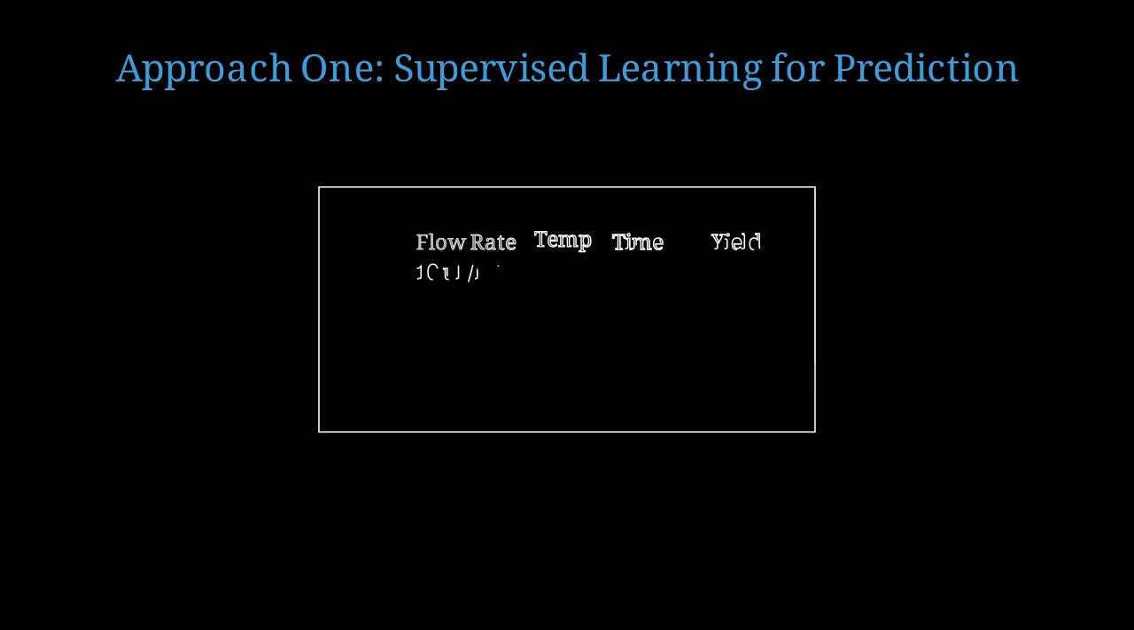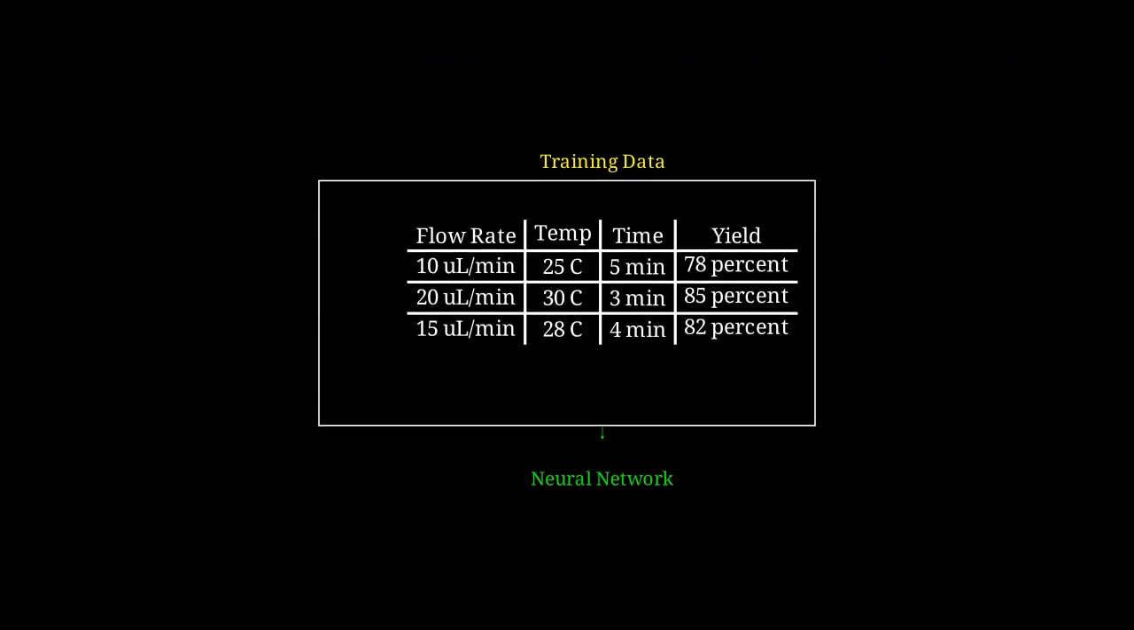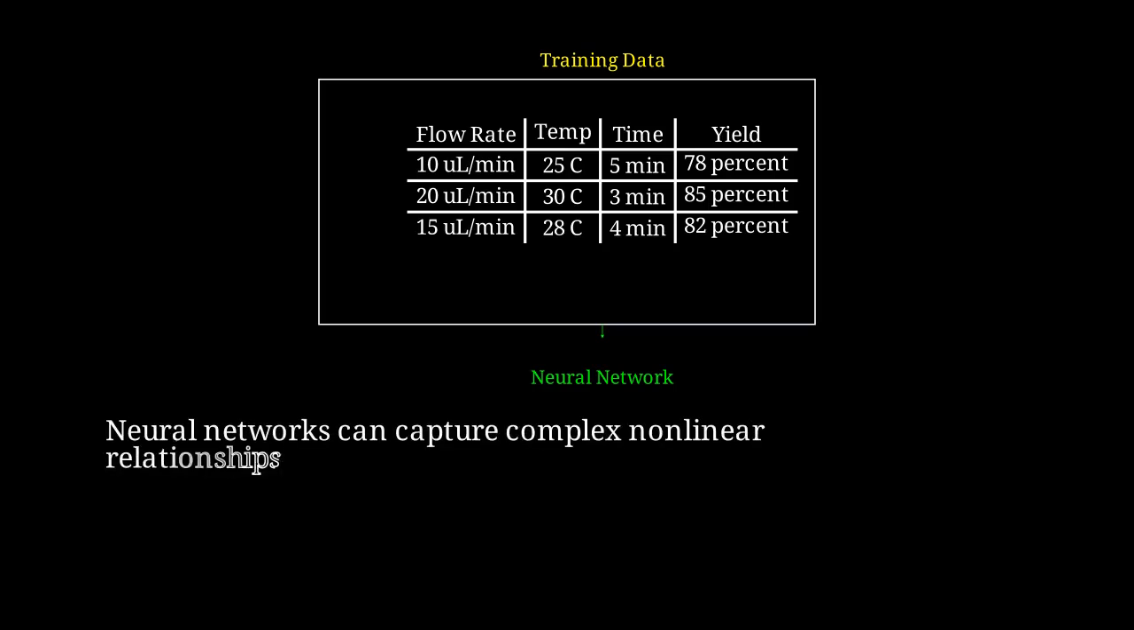The first approach is supervised learning. Here, we train an AI model on existing experimental data to predict outcomes for new conditions. Imagine we have run hundreds of experiments measuring reaction yield at different flow rates, temperatures, and reaction times. We feed this data into a neural network. The network learns the relationship between input parameters and output yield. Neural networks excel at capturing complex, nonlinear relationships that would be difficult to model with traditional equations. They can handle interactions between parameters that aren't obvious.